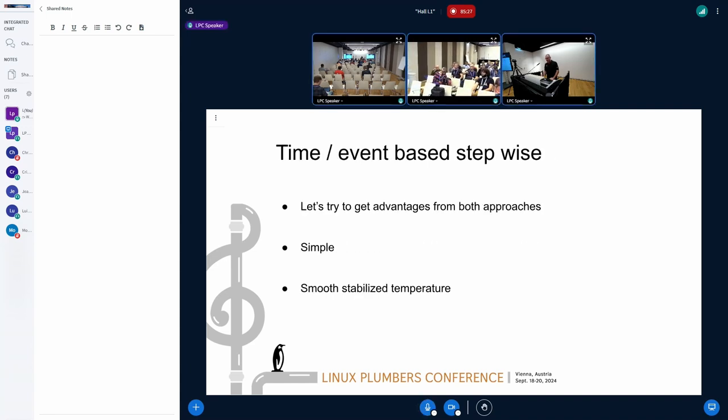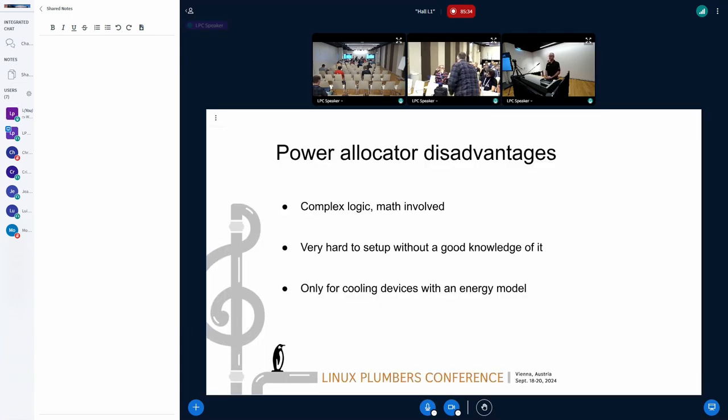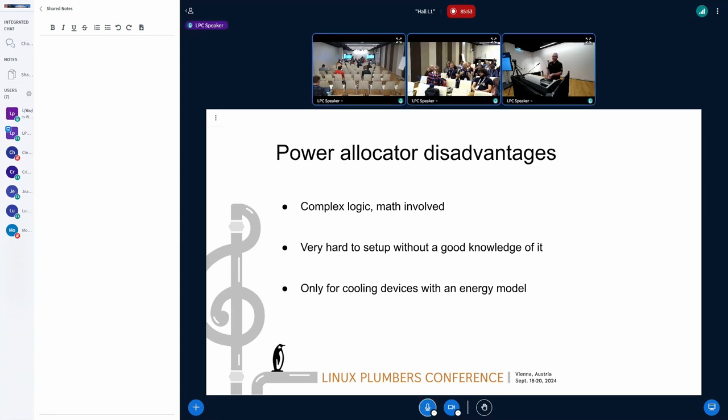So, the proposal here. So it's just all. Yeah. Question. Sorry. You will answer that later, but for the power allocator, you say that it's quite hard to set and tune the PID. You will use a PID in stepwise. Why will it be easier to tune this PID? That's all the theoretical aspect of the proposal.